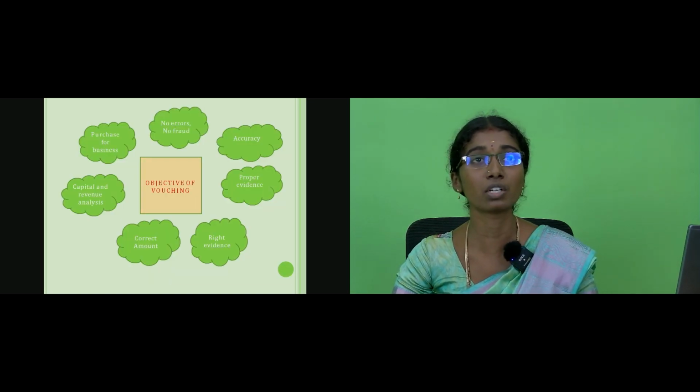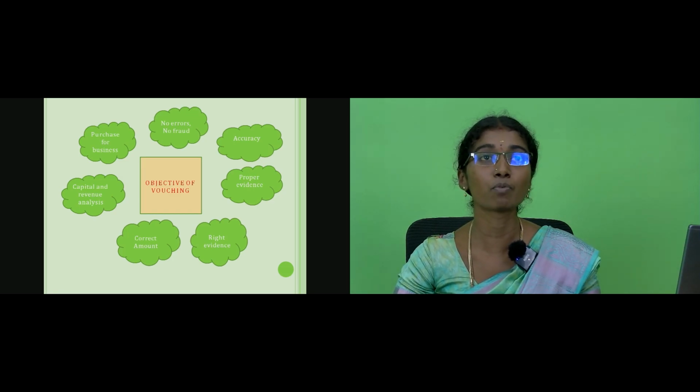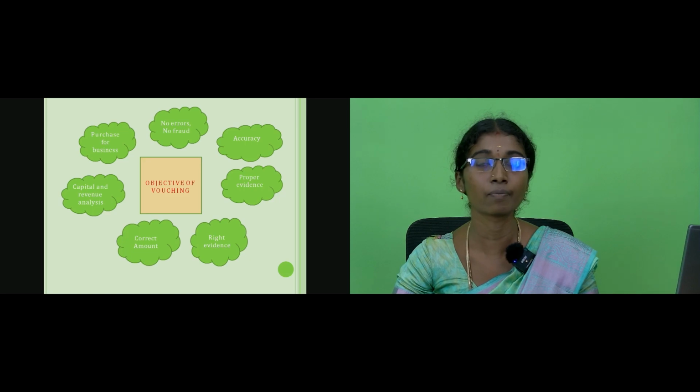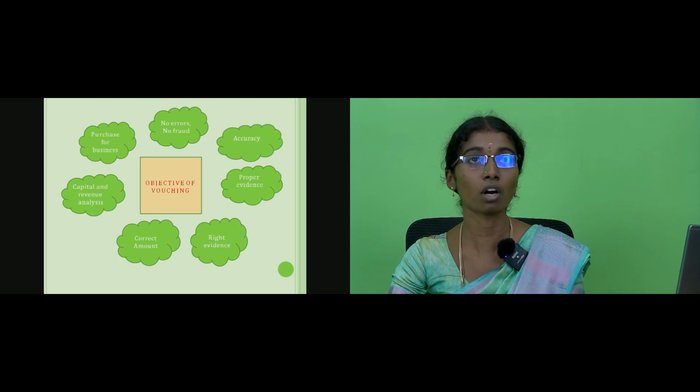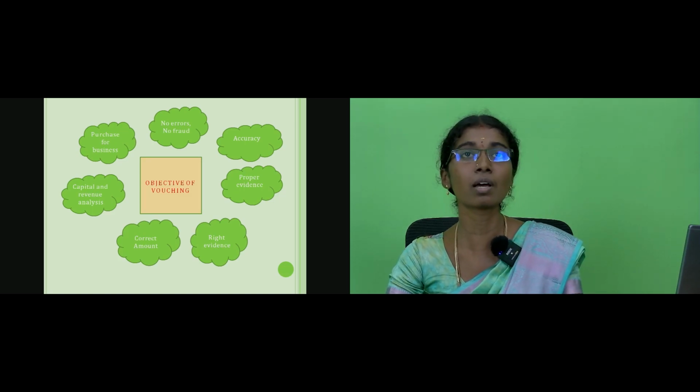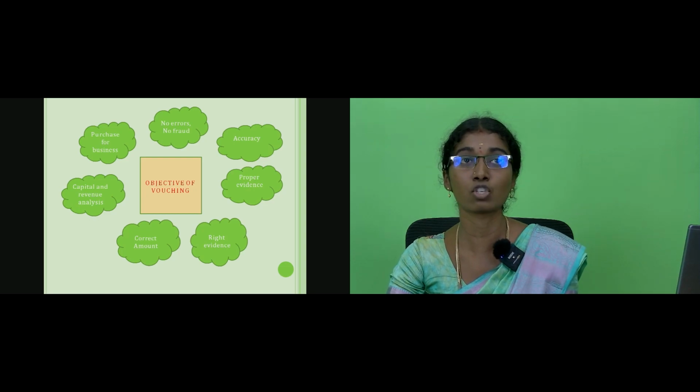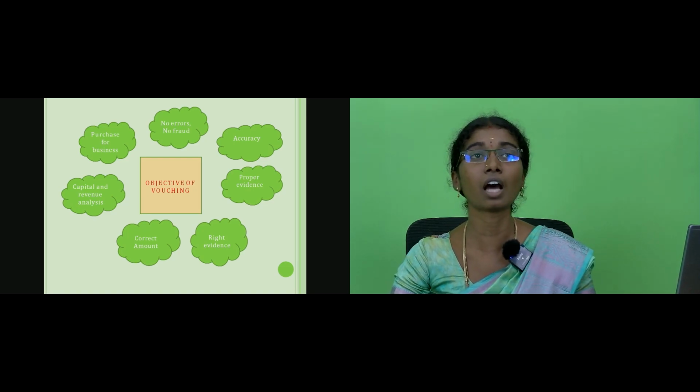Next come the objectives of vouching. What is the main objective? Why is it necessary? While examining, the auditor will vouch the entries with the transactions already recorded. The main objective is to detect frauds or errors. Next is to check the accuracy of accounts and to check for proper evidences. For the transaction being entered, it should be accompanied by proper evidence. The right evidence has to be attached, and in that evidence the correct amount should be entered.